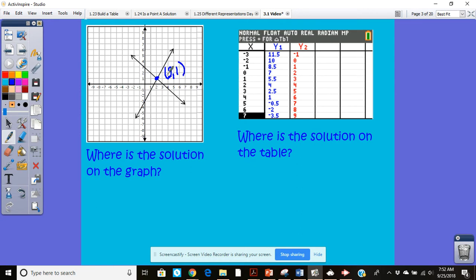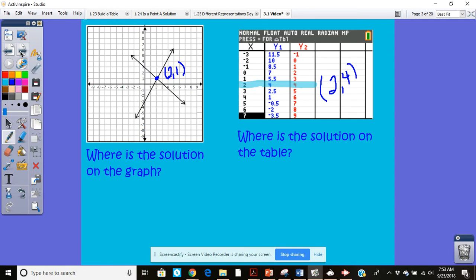It's where they intersect. And so if you're looking at a table, your solution is going to be where the x and the y values are the same. So if you look at this table here, x is 2 for both of these lines, y1 and y2, and then the y is 4. So in this table, the solution would be 2, 4. So your solutions to systems of equations are always an ordered pair, an x and a y value.